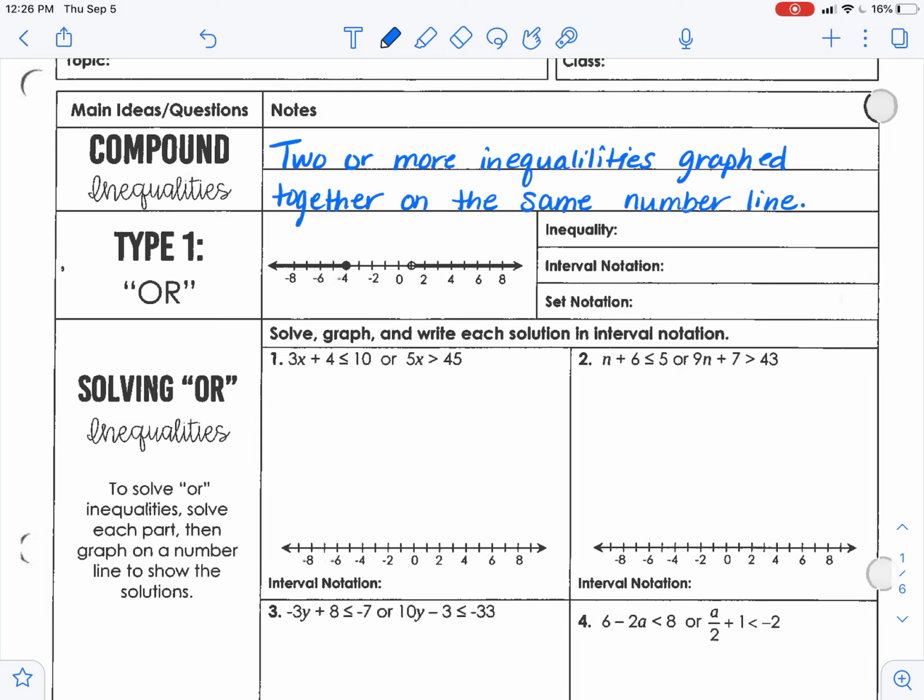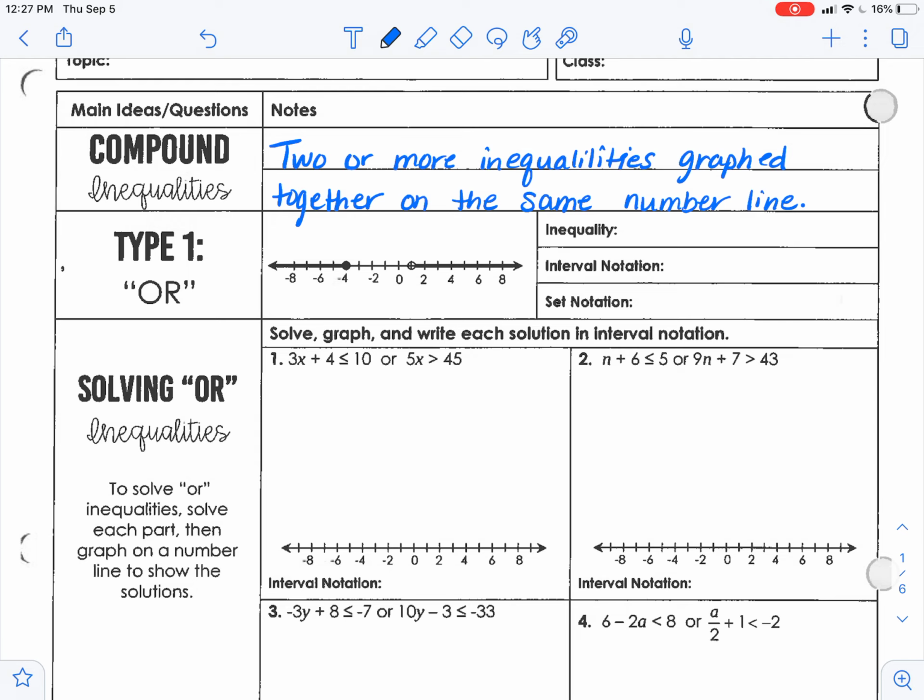If I say, I'm going to buy me a pop or a candy bar, or pop and a candy bar, you see how those two words mean something totally different in the sentence. So it's the same way with math. The words and or or mean two totally different things.